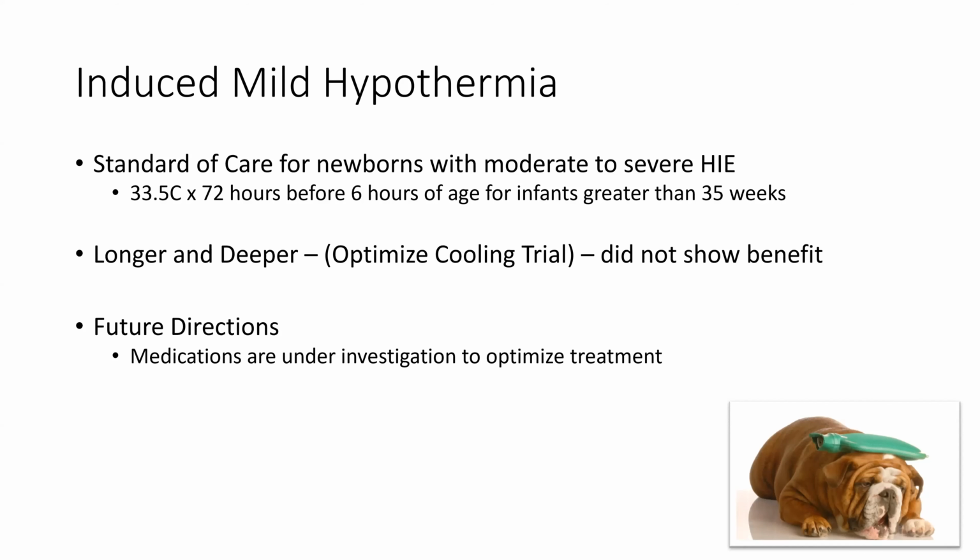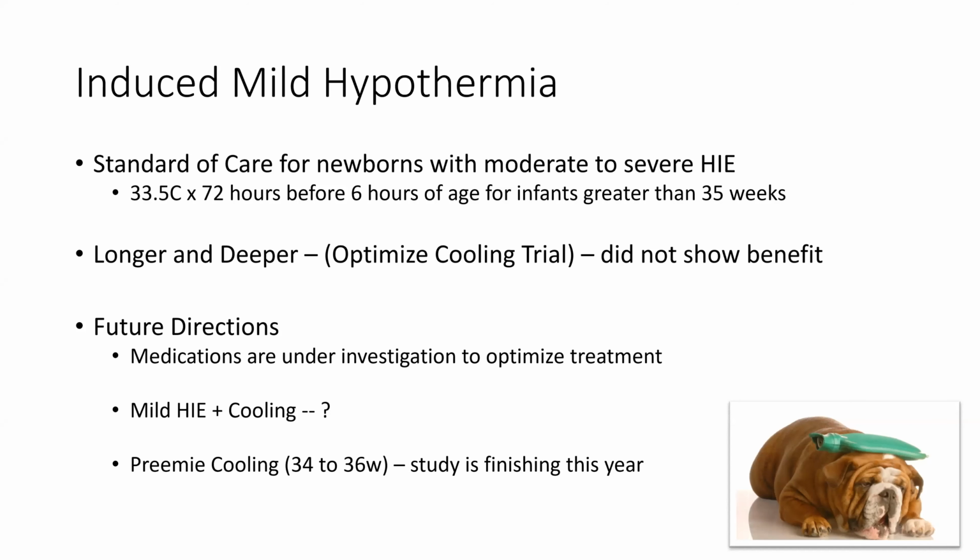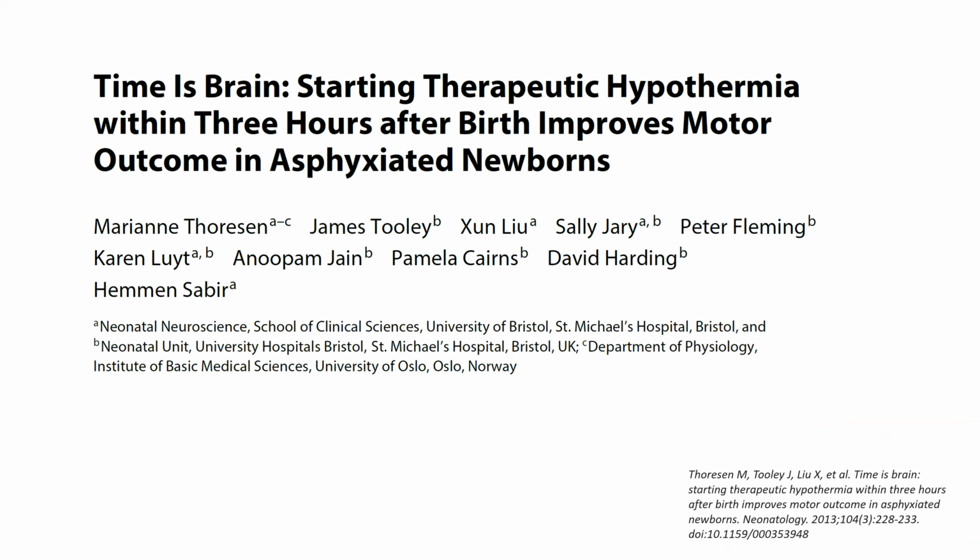And we do have some future directions. We have medications like EPO, EPOGEN that are being investigated. Mild HIE, super hot topic. There are many studies that are beginning to randomize control trials for mild, which won't give us the answer for another 3 to 5 years. We've got the preemie cooling study, which is that 34 to 36 week study that's just finishing up and should give us some answers as well to some early outcomes relatively soon. And then we do have Dr. Laptuk's evidence around some modest benefit, not as strong, if we do cool after 6 hours. And so some places are actually implementing that until 24 hours of age. So there is still a lot to learn, but we are still trying to do as best we can.